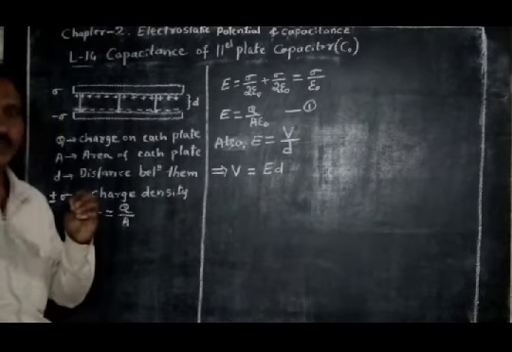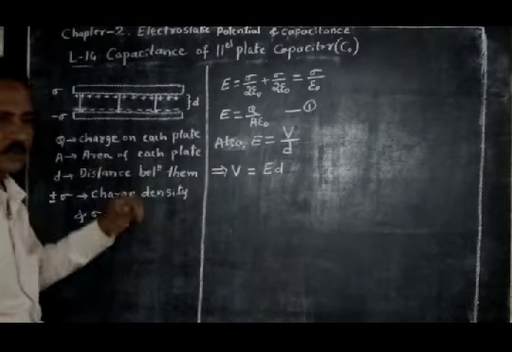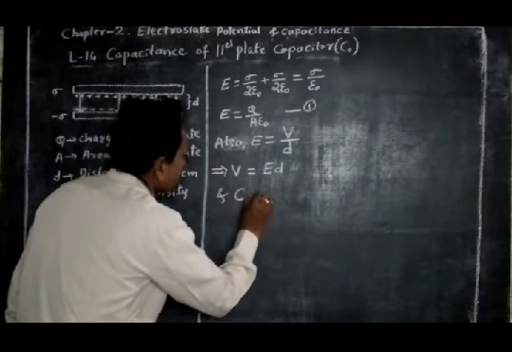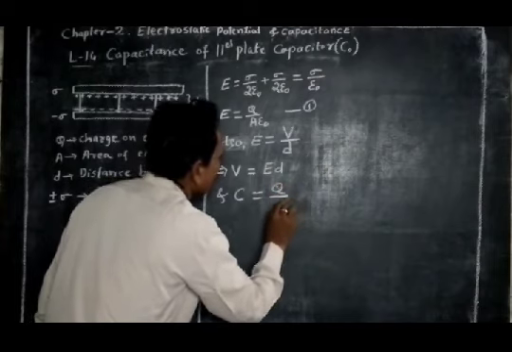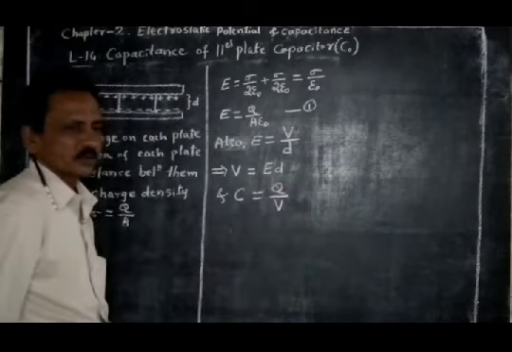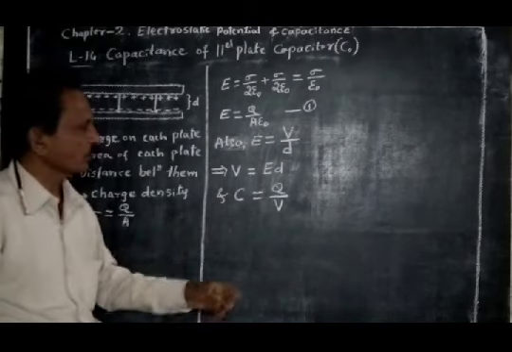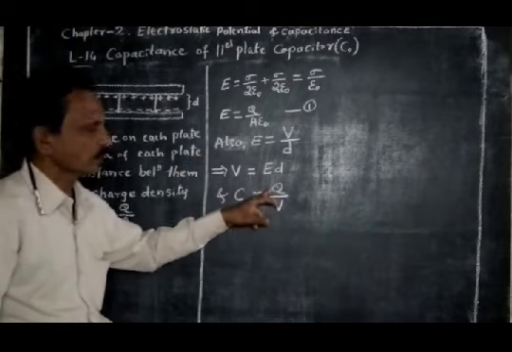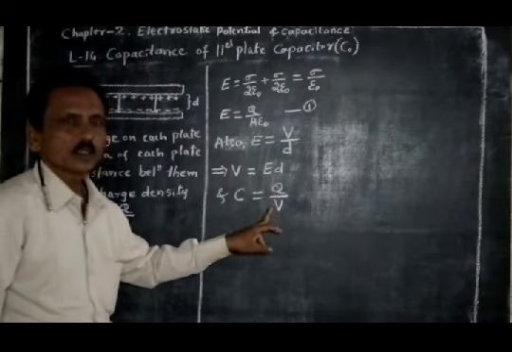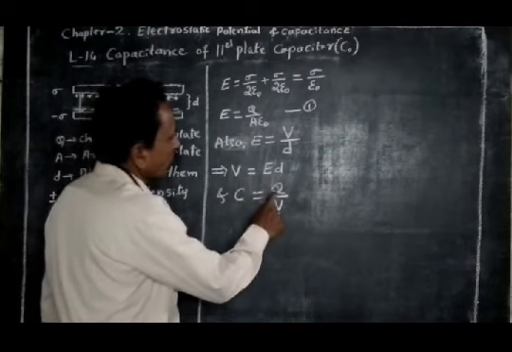And according to the definition of capacitance of a capacitor, C equal to Q upon phi. In the previous class, we discussed that capacitance of a capacitor is the ratio of charge on the conductors or plates of a capacitor to the potential difference between them. C equal to Q upon phi.